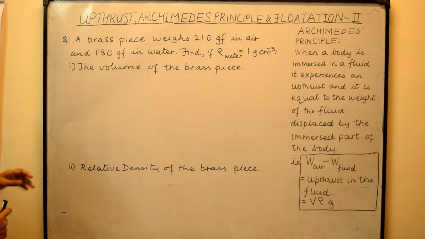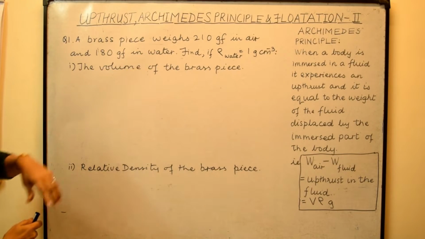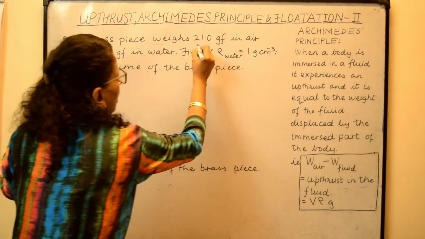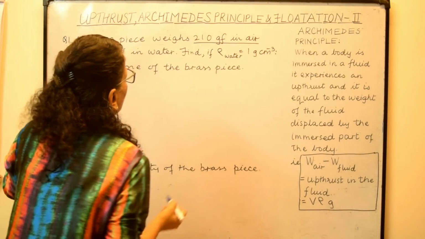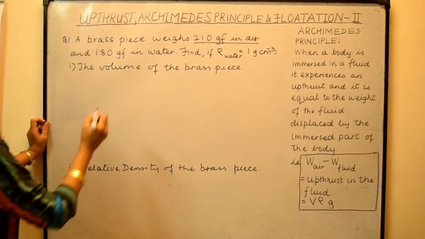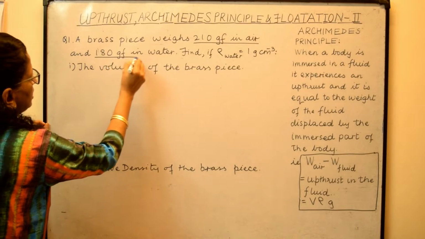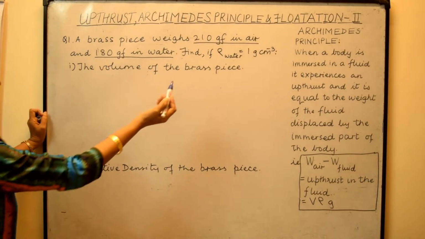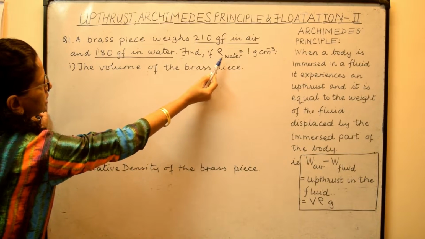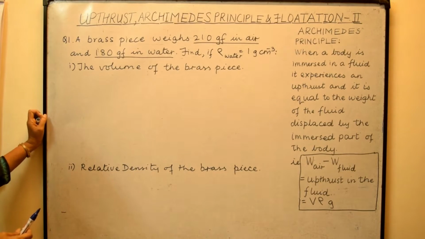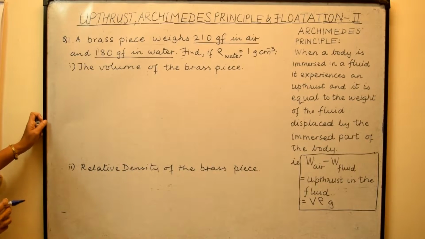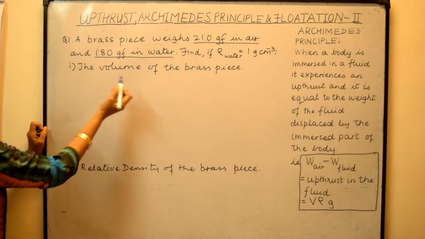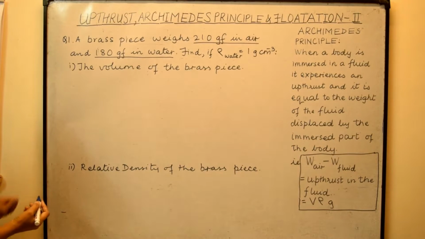A brass piece weighs 210 GF in air. This tells you the weight of the brass piece in air, and 180 GF in water. Find, if rho water, meaning density of water, is 1 gram per centimeter cube, you are asked to find the volume of the brass piece.